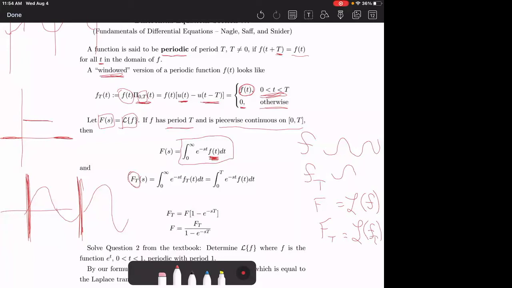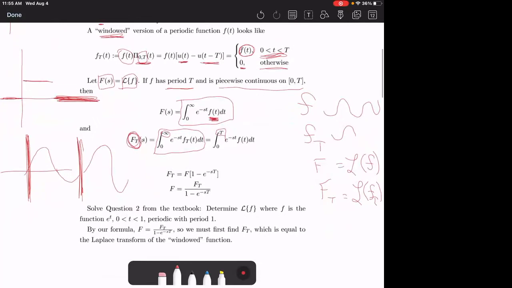For the Laplace transform of f sub T, we just plug f sub T into the definition, but we can simplify this somewhat because this integral doesn't need to go all the way to infinity. Since we're only looking at a single period, after we reach t equal to capital T along the x-axis, everything is 0 after that point, because of the way the window function works. So we can stop integrating at that point. We only need to integrate from 0 to capital T.